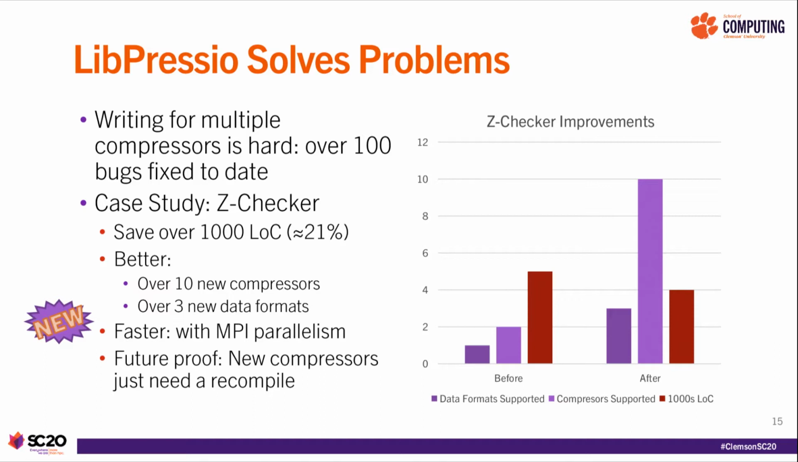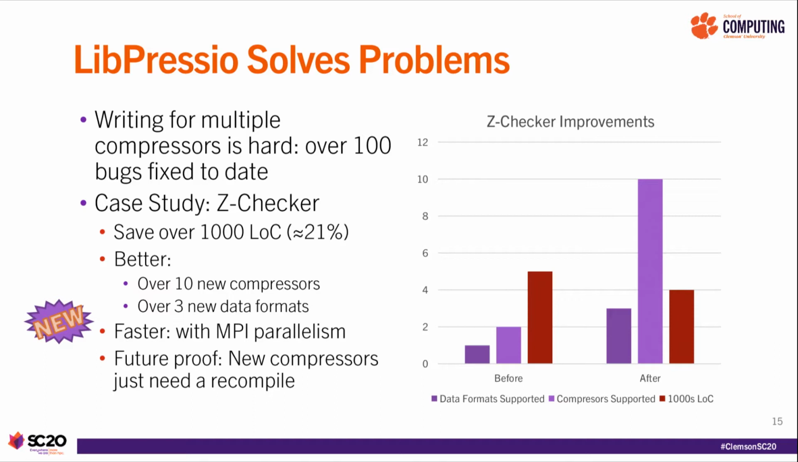Writing for multiple compressors is difficult. In the process of developing LibPressio, we found over 100 various bugs that lay users might encounter when using new compressors for the first time. Now, what about using this in a more real-world application? Let's look at the case of zchecker.